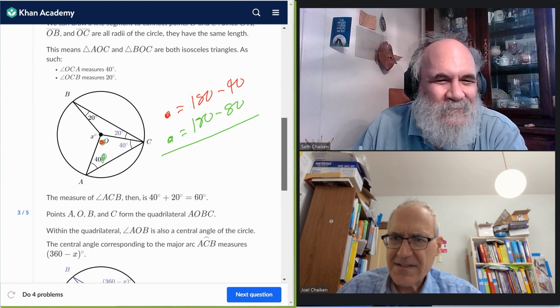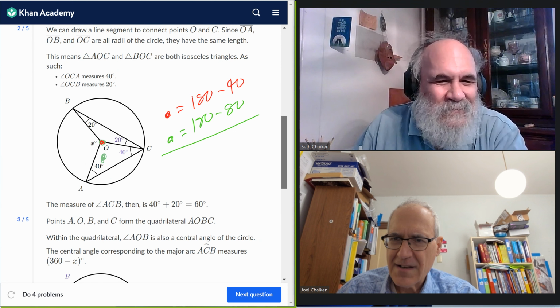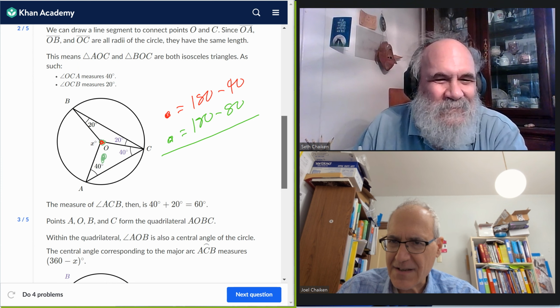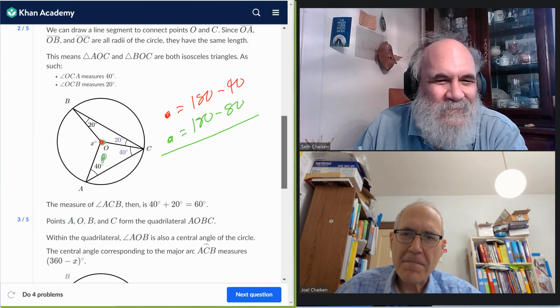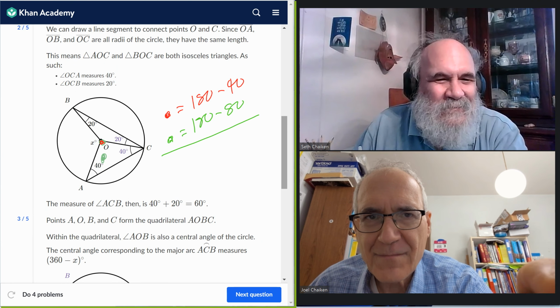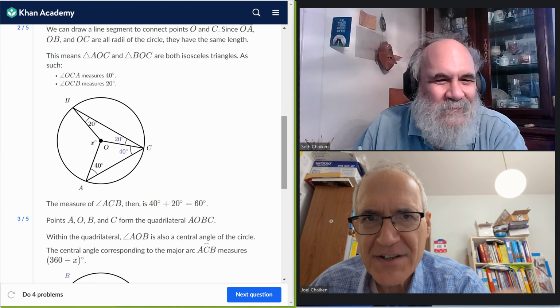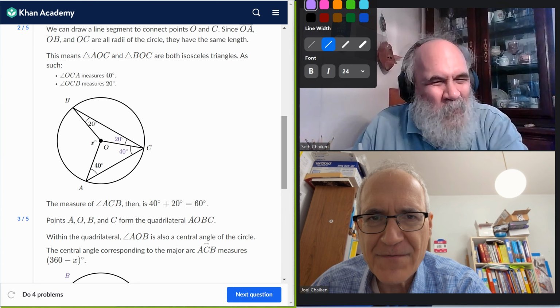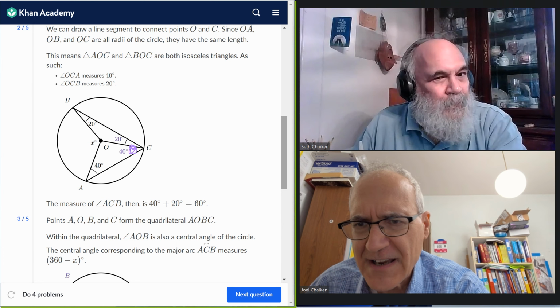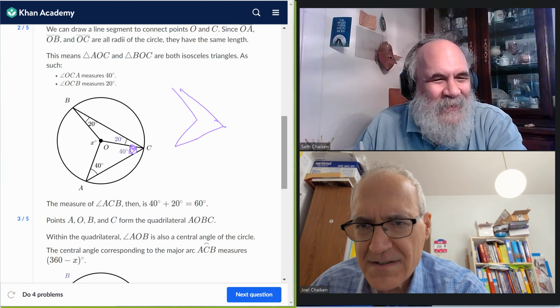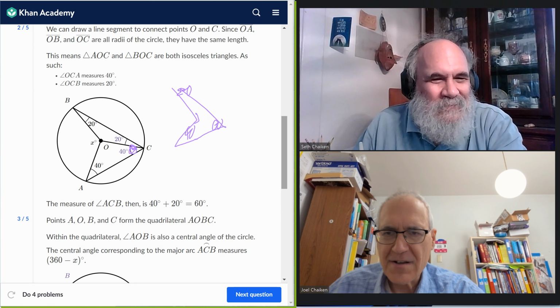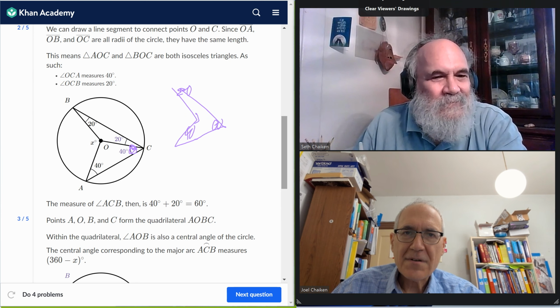Oh, the measure of ACB. How do they do it then? ACB is 60. Oh, I see. So they got ACB was 60. And then what did they do? Oh, so they got the third angle in a quadrilateral. So they did it differently from even how I mentioned. Wow, so there's a third way to do it. They got this angle, and then they used that this is a 60, 20, 40, and then you get this one, and then, my God, so that's another way of doing it.